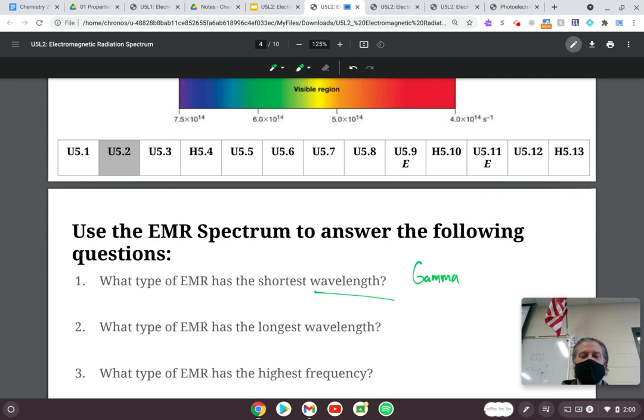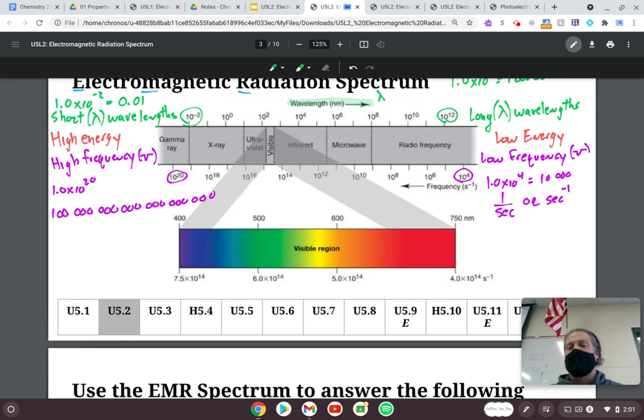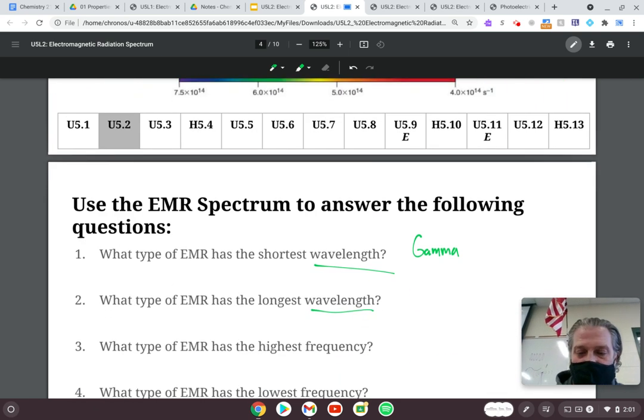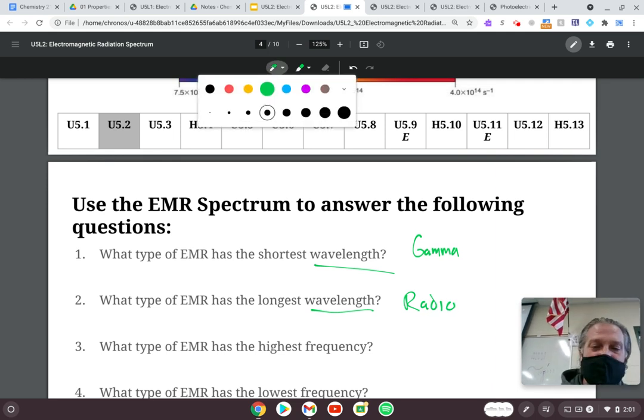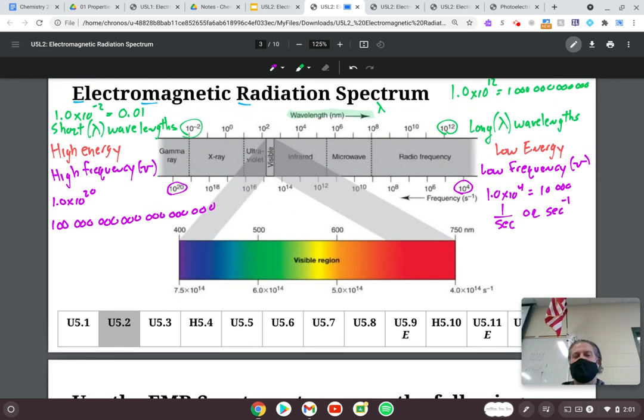Which type of electromagnetic radiation has the longest wavelength? That would probably be the opposite. So in this case, going back up to my diagram, I see long wavelengths are somewhere around 1 times 10 to the 12th. So these would probably be radio frequency waves. So radio electromagnetic radiation. And then what type of electromagnetic radiation happens to have the highest frequency? So I'm going to go back up here, and I see that over on the left-hand side, the gamma rays have a frequency of 1 times 10 to the 20, and that's the biggest one on there.